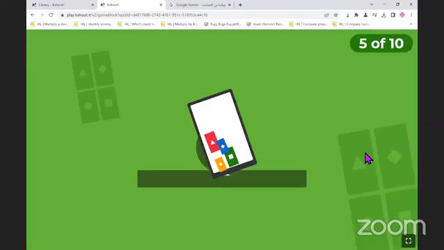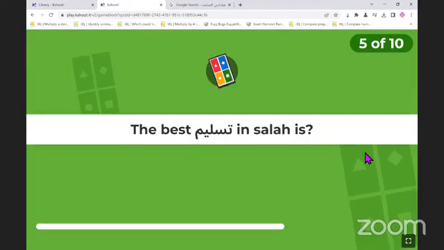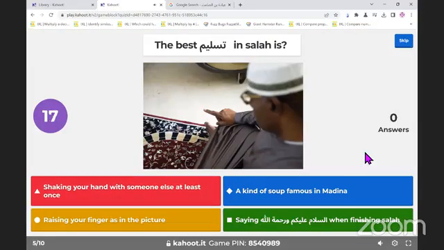The best taslim in salah is: shaking your hand with someone else at least once, raising your finger as in the picture, a kind of soup famous in Medina, or saying Assalamu alaikum wa rahmatullah when finishing salah. Oh, I know it.